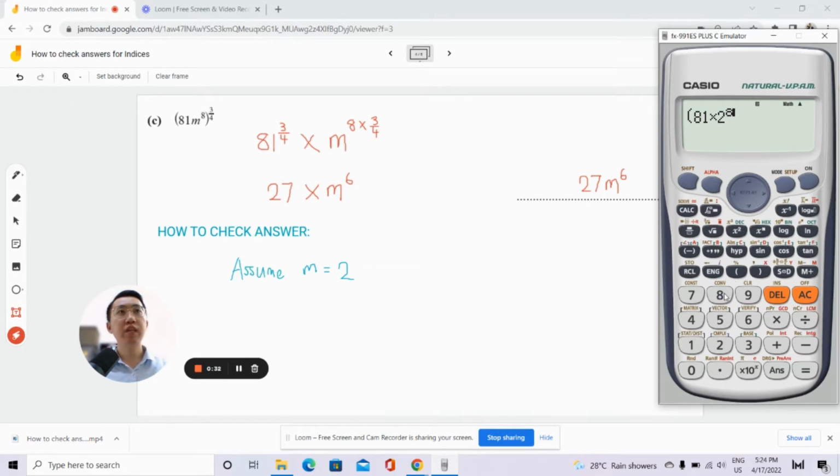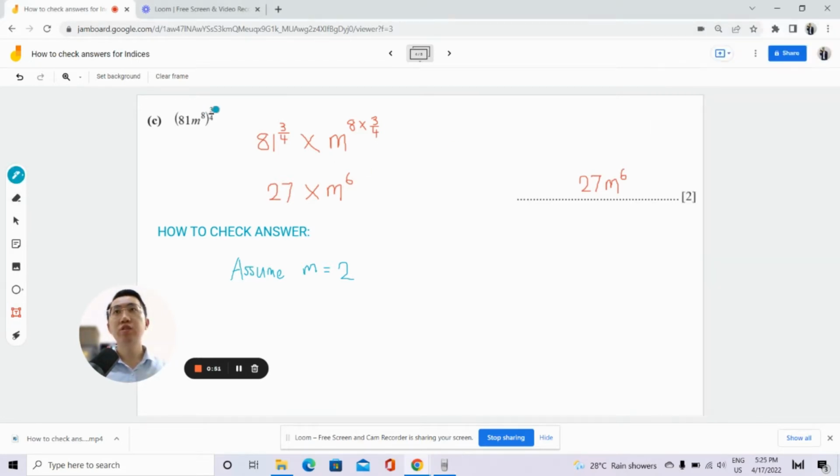So I'm going to key in this. Okay, now close the bracket. And again, power of 3 over 4. So I will just use this button over here. Put in 3. Bottom is 4. Gonna press equal now. So remember this number, 1728, okay? 1728. So the teacher is gonna write with a pencil 1728.